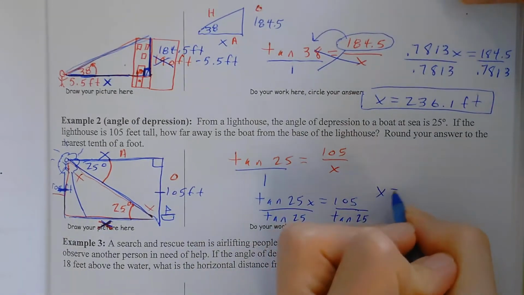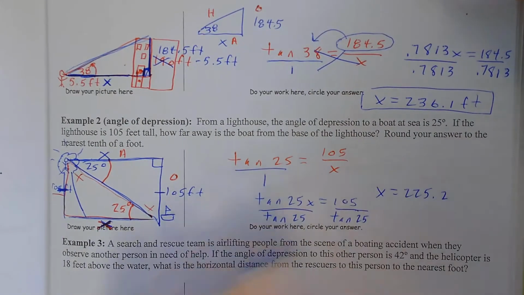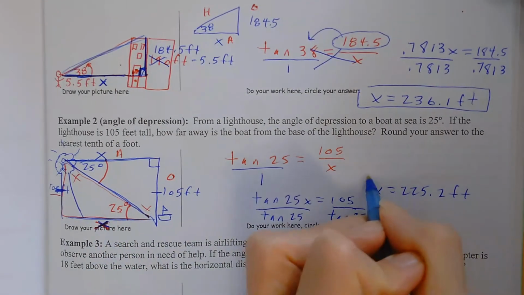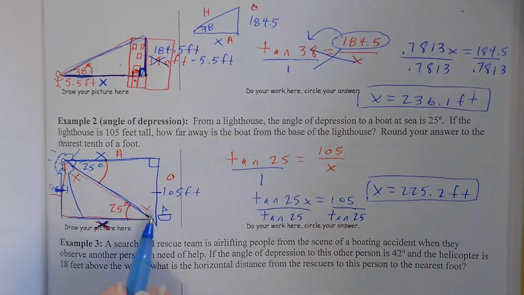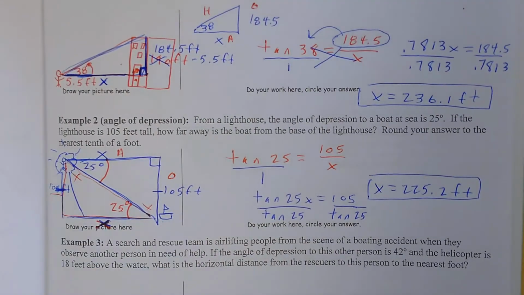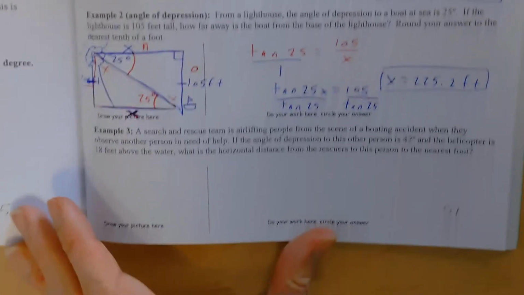So x is 225.2, and then you want to use the units of feet on this. That's the distance from the base of the lighthouse to the boat, or you can represent it up here in the rectangle. All right, example 3.